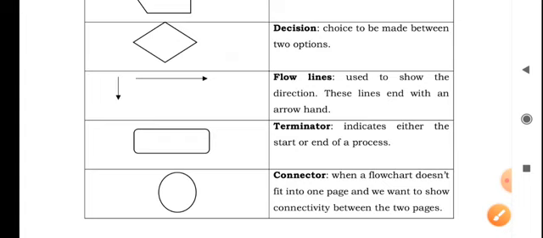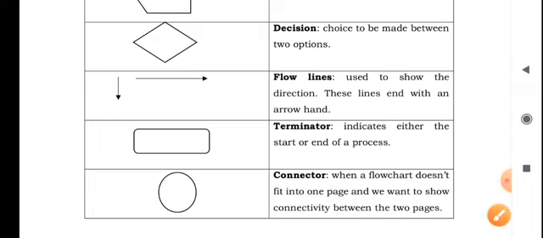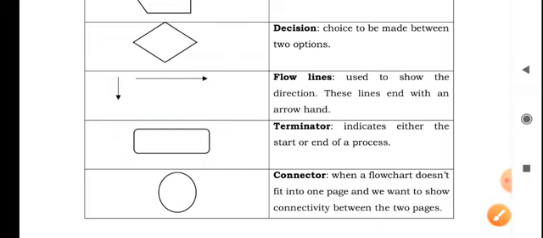The next symbol, the lines, are flow lines, used to show the direction. These lines end with an arrowhead. Terminator. It indicates either the start or end. The next one, the circle, that is the connector. When a flowchart does not fit into one page, at that time we want to show the connectivity between the two pages with the help of this connector.